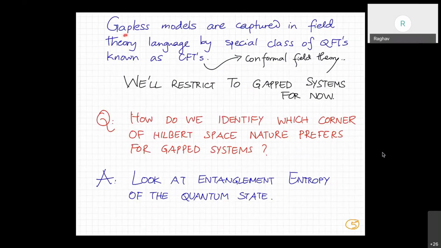Now, gapless models where delta E is equal to 0 are captured in field theory language by a special class of QFTs, which are known as conformal field theories. So conformal field theories can be used to describe these spin models, which are gapless models in the sense that delta E is equal to 0. But for what will follow in this lecture, we'll restrict to gapped systems rather than gapless systems. We can also deal with gapless systems using tensor networks, but that is a little more sophisticated, and we won't probably have time to go into those details. But there is certainly a tensor network formulation for both gapped and gapless systems, at least in lower dimensions.